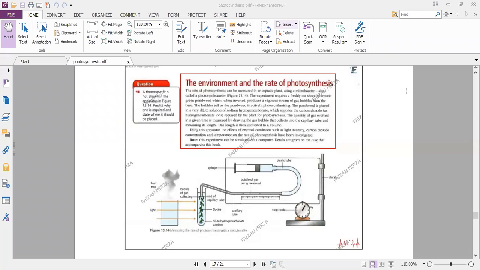Then you can draw a graph of these, or calculate the rate using 1 upon time. We have discussed how rate can be calculated in the respirometer as well. So this is the basic description of how this setup can be used to calculate the rate of photosynthesis.